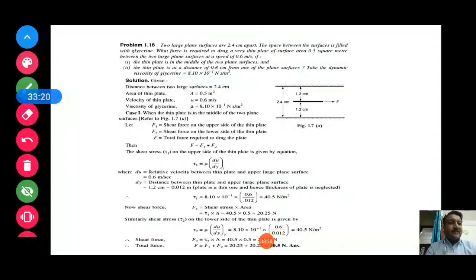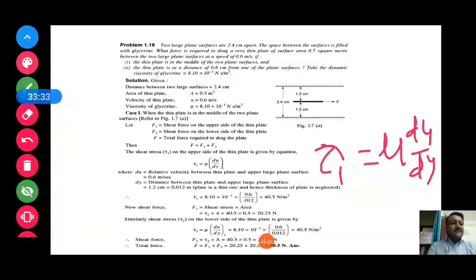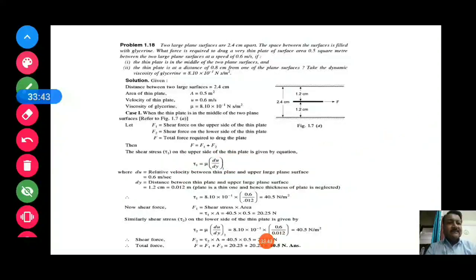So for finding out F1, use Newton's law of viscosity. Tau 1, the shear stress, is equal to mu du by dy. This is the formula. Use the same as it is.